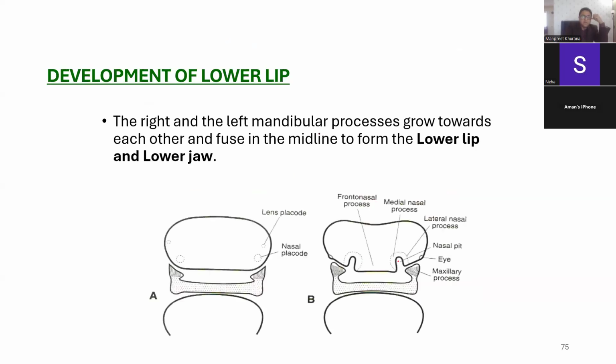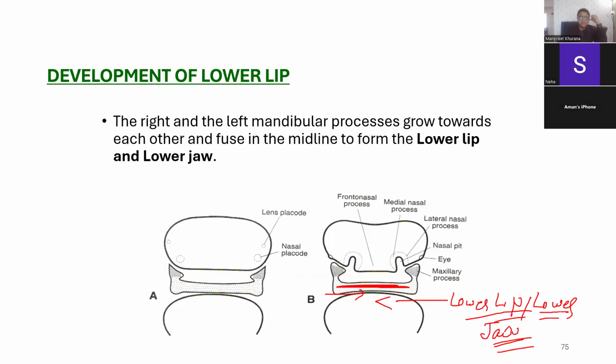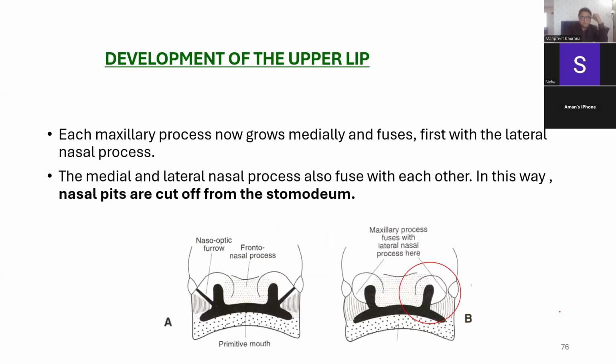Now the lower lip. The right and left mandibular processes grow towards each other and fuse to form the lower lip and lower jaw. This is a little bit monotonous, not very interesting, but we have to know what all processes are formed. So I'll be a little bit fast.